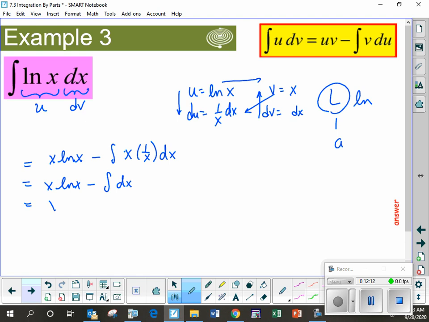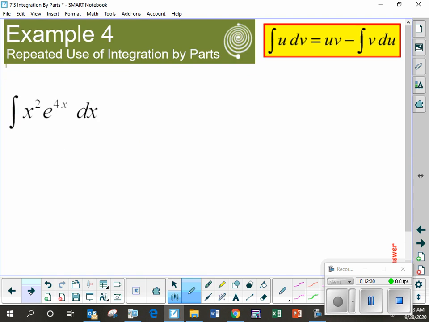Oh, hey, this is easy. x natural log x minus x plus c. There is the pattern for natural log x. If you want to look it up on Google, just ask for the integral of natural log x, and I think you're going to come out with the pattern there. Maybe something you want to memorize? I don't know. It's not too hard to integrate it either by parts.